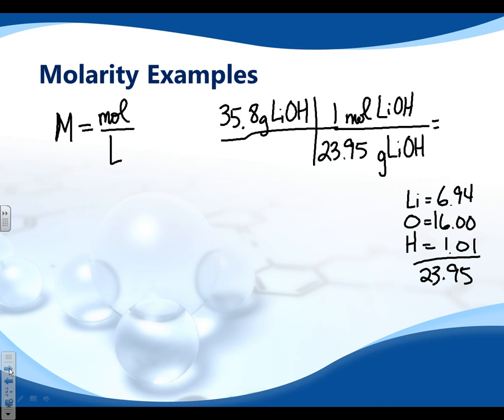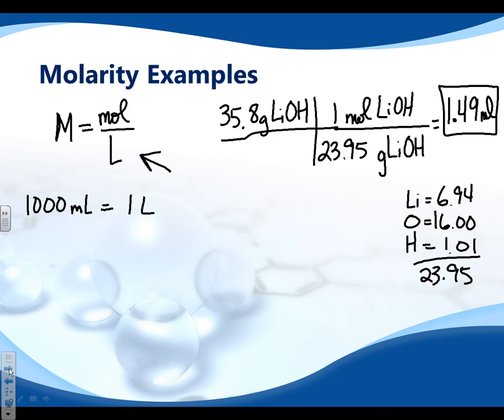If I do the math there, I have 1.49 moles of lithium hydroxide. Great. I'm told that that is the amount of lithium hydroxide I have in 750 milliliters. Remember, I don't need milliliters, I need liters. Remember, for every 1,000 milliliters, that's 1 liter. So 750 milliliters divided by 1,000 will give me 0.750 liters.